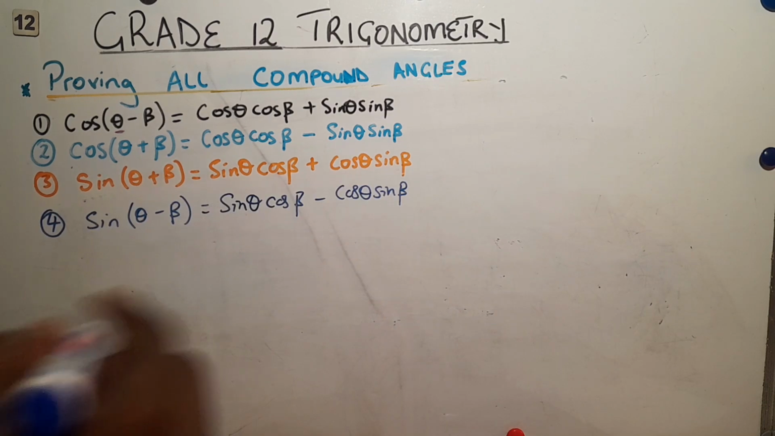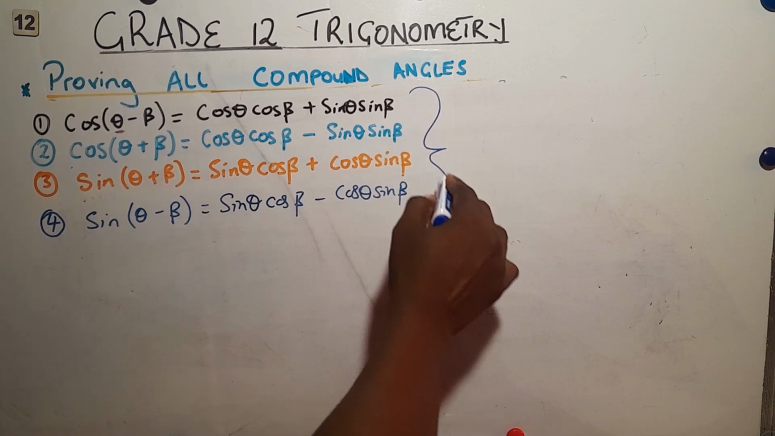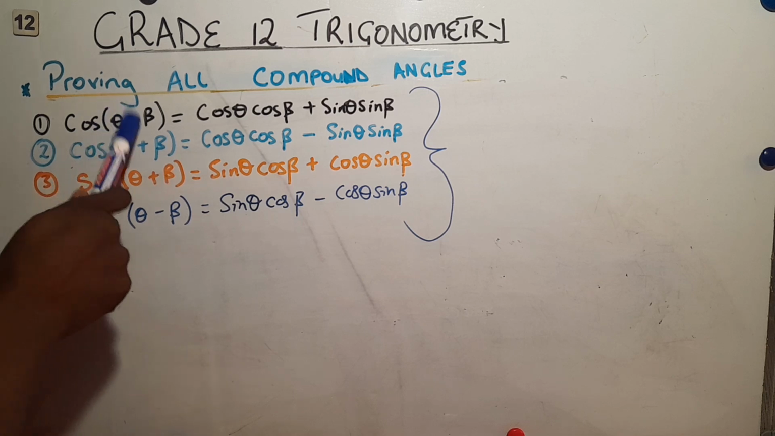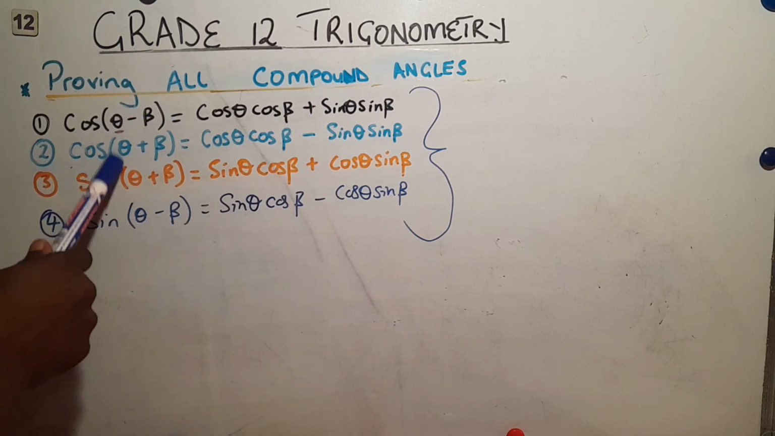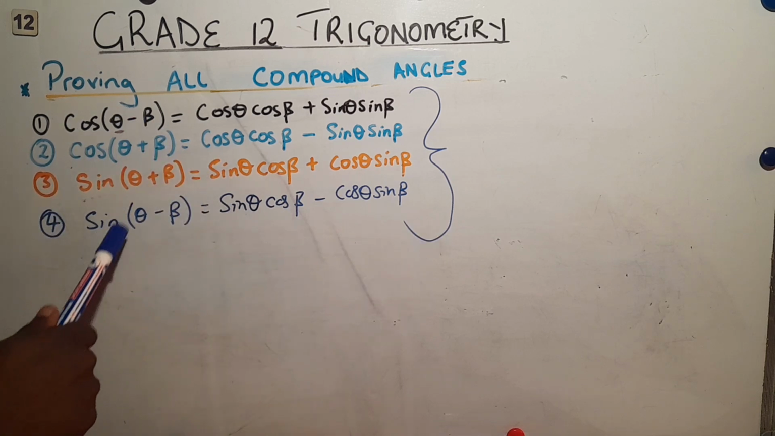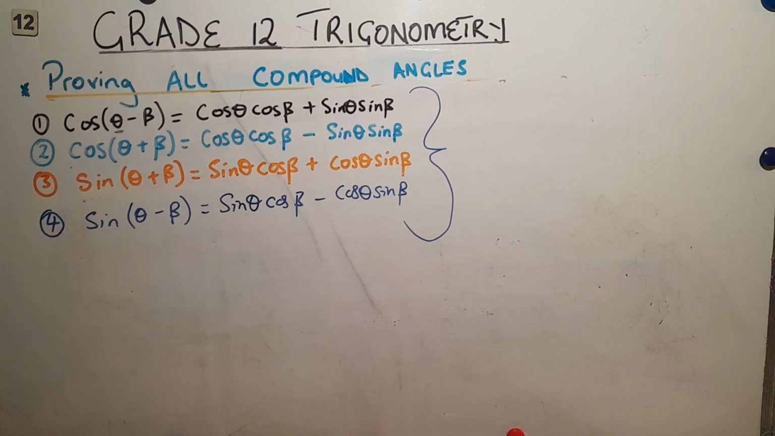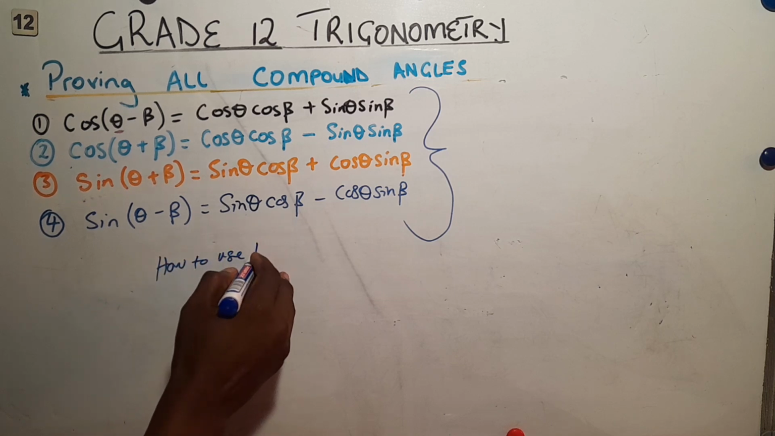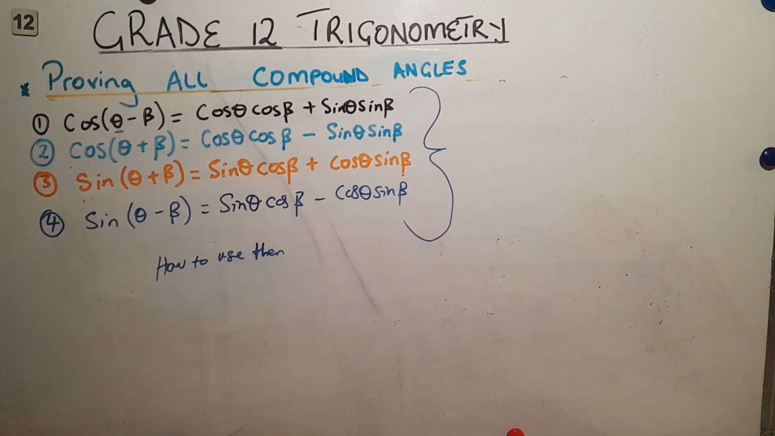So these are the compound angles that we have in grade 12. So cos of theta minus beta is equivalent to that, and cos of theta plus beta is equivalent to that, and sine of theta plus beta is equivalent to that, and also sine theta minus beta is equivalent to that. So these are the compound angles. So on how to use them, do you remember when we were using the identities in grade 11, where you can see tan theta and you quickly change it into sine over cos? So it's more equivalent to that.